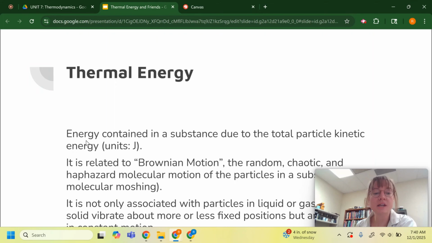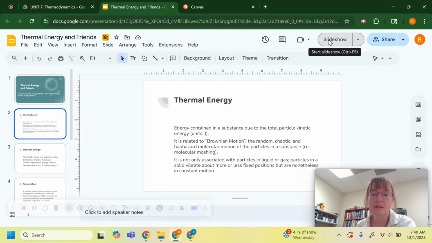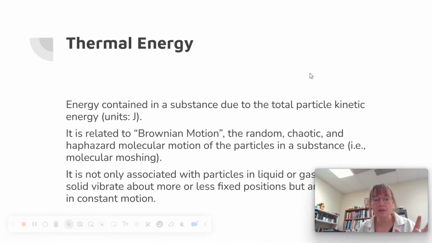Thermal energy is energy contained in a substance due to the total particle kinetic energy. Please underline the word total there. Due to the total particle kinetic energy. When we're talking about the particle kinetic energy, we know, and you learned this in chemistry, that particles are moving all the time. They're always kind of zippy zapping all over the place.